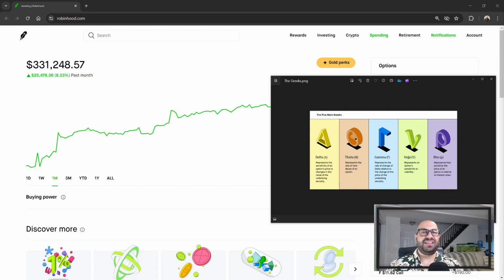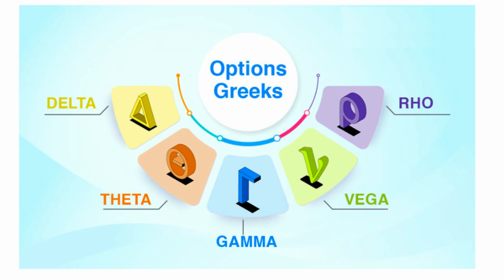Wouldn't you love to get the tiniest advantage in the option world? And have you ever wondered how the option price can update so quickly and accurately when the underlying stock moves? Introducing the Greeks. Let's dive in.